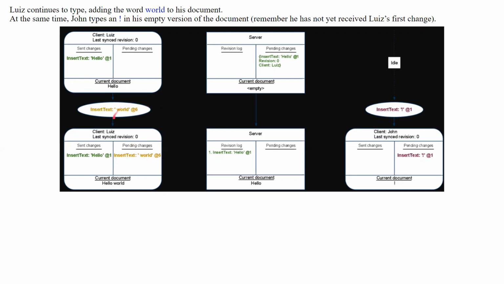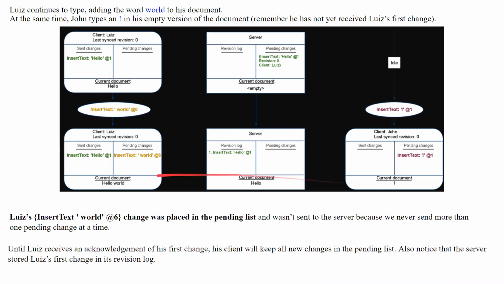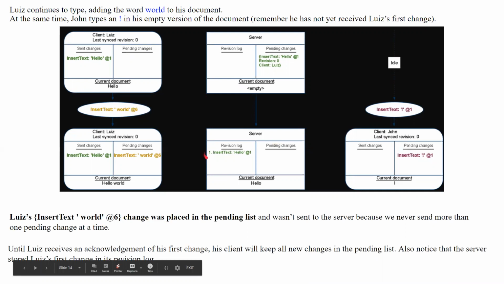At the same time, when Lewis inserted the word hello in his local copy, the second client inserted an exclamation mark. Right now, if you notice, the change that Lewis made, the word hello, was only propagated to the server. It hasn't yet reached the other client. So this client is just trying to insert an exclamation mark as the first character in its local copy. Lewis's change here is in the pending list because it hasn't received the acknowledgement.